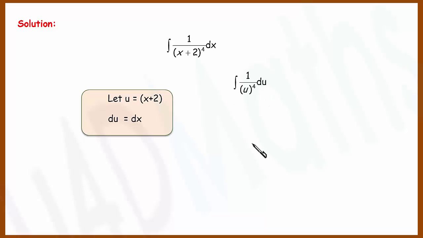So we now integrate 1 over u to the power of 4. Now 1 over u to the power of 4 is the same as u to the power of minus 4. And when we integrate, we add 1 to the power and divide by the new power. So this becomes minus 1 over 3 u to the power of minus 3 plus c. So we re-substitute x plus 2 back in for u. So we get minus 1 over 3 times (x plus 2) to the power of minus 3 plus c.